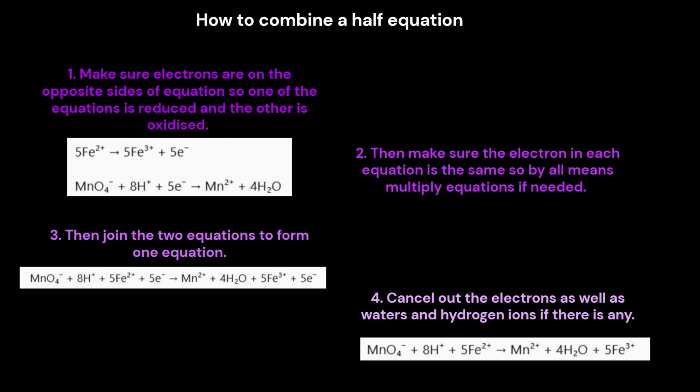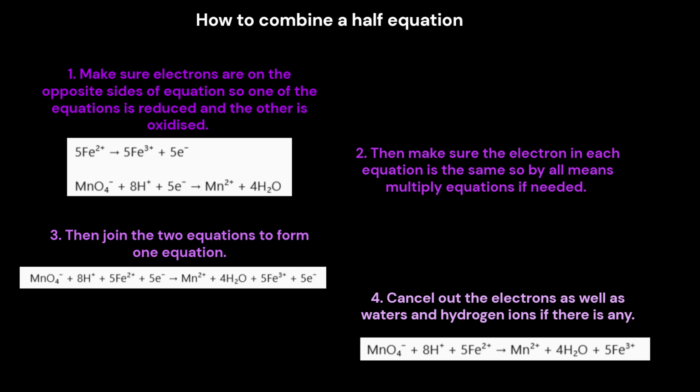How to combine half equations. 1. Make sure electrons are on opposite sides of the equations, so one of the equations is reduced and the other is oxidized. 2. Then make sure the number of electrons in each equation is the same, so by all means multiply equations if needed. So if one equation contains 2 electrons and the other contains 4 electrons, then multiply the 2-electron equation by 2, so all elements in the equation are doubled.